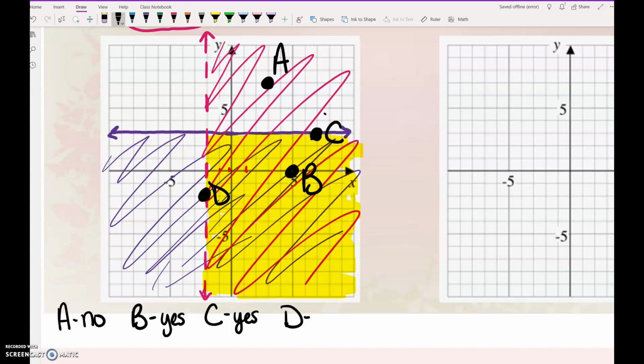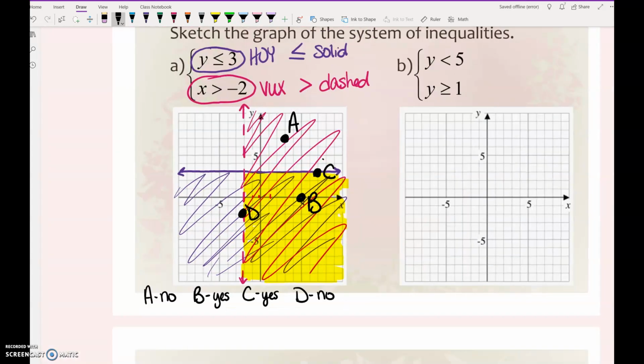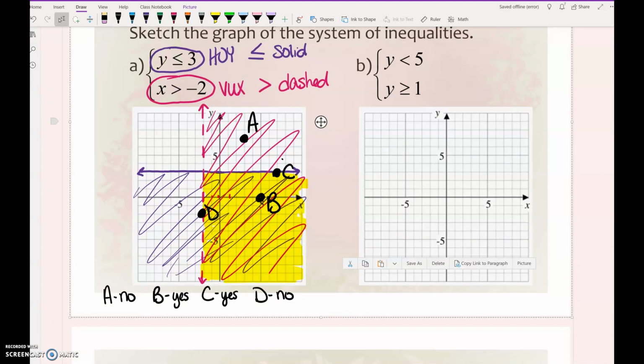How about point D? No. Why no? Because it's on the dashed line. If you're on the dashed line, you're not included in the shading. It's everything up to that line, but not including that line. Okay, do we need to do example B, or do you feel like we're good on this?